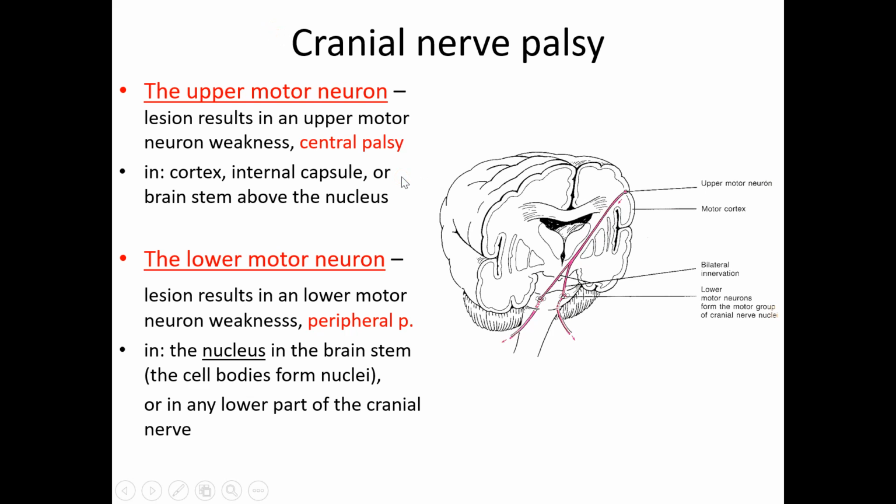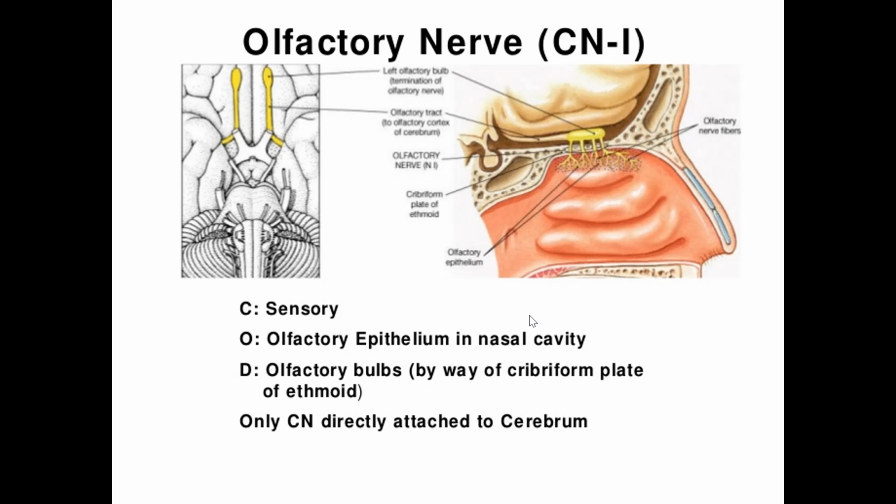This is briefly about cranial nerve palsies. Cranial nerve palsies can be upper motor neuron type or lower motor neuron type. Upper is where the cortex is involved, like upper motor neurons, and lower is where the nucleus or peripheral branch of the cranial nerve is involved, which is lower motor neuron type cranial nerve palsy. Starting with the olfactory nerve.